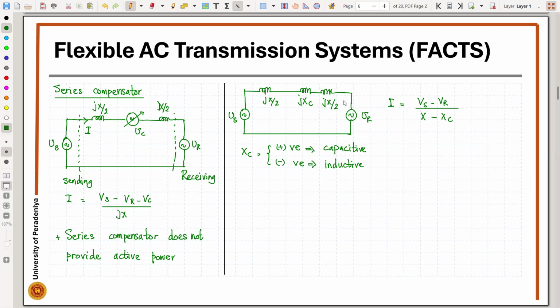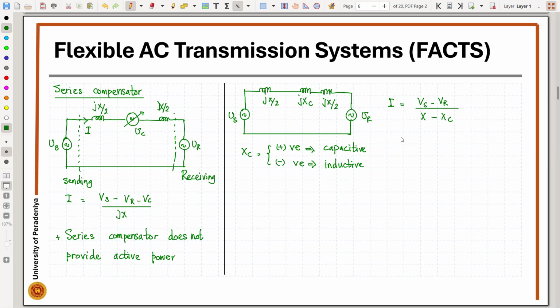If it is positive, we are introducing a capacitor in the line. If we have a capacitance, we effectively reduce the inductive reactance in the transmission line. If we place an inductor, we are increasing the inductive reactance, so this value is going to increase. So we keep the voltages as they are, but we change the effective impedance of the line.